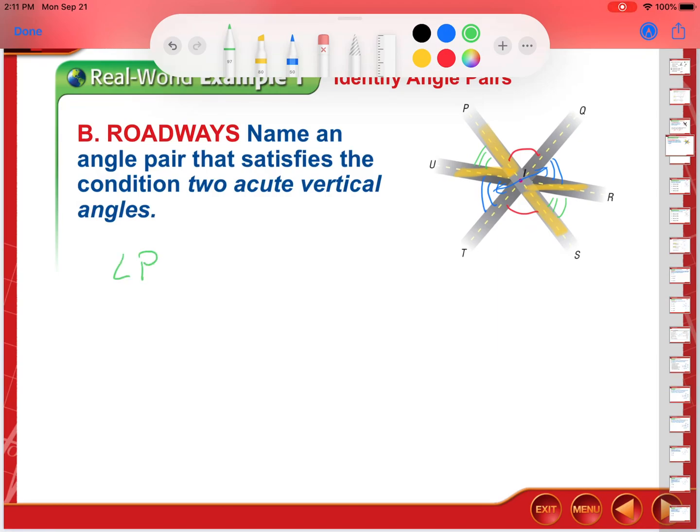So my angles are PIU and angle RIS. Notice how these only share the one similar point that is the vertex, that I point. Because whenever we have vertical angles, they only have that one common point, or else they would be adjacent, not vertical.